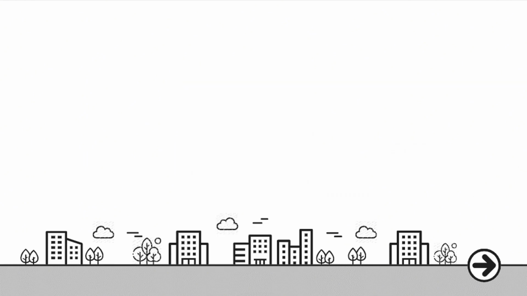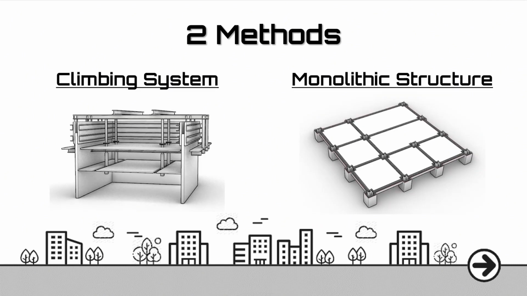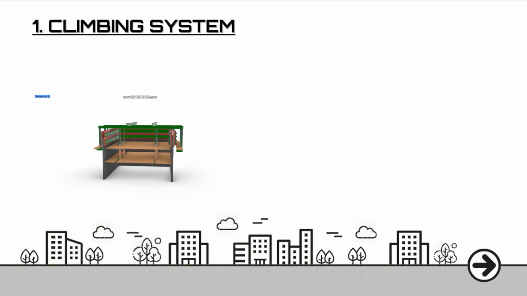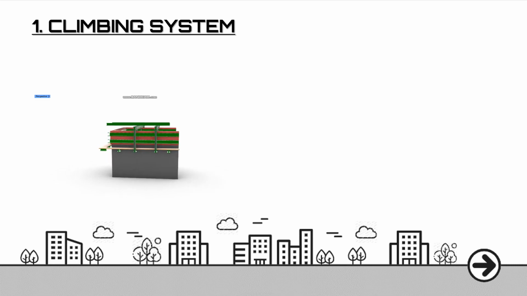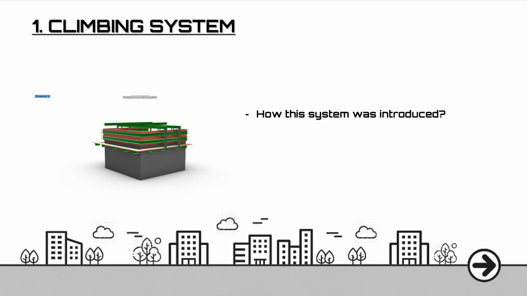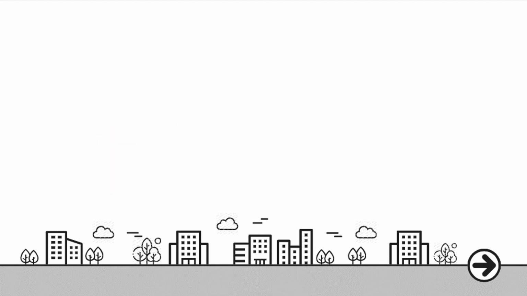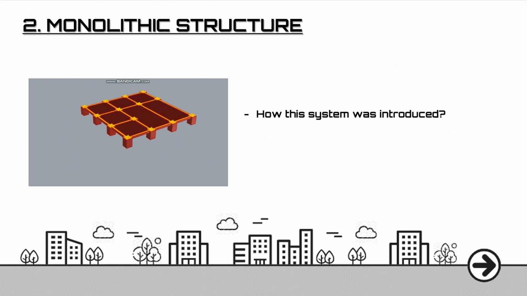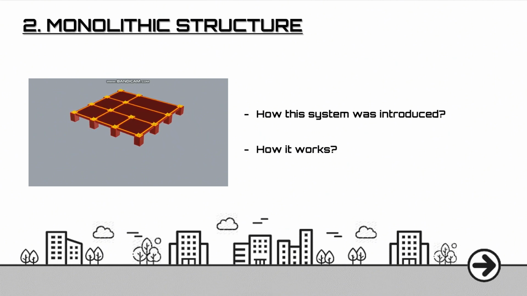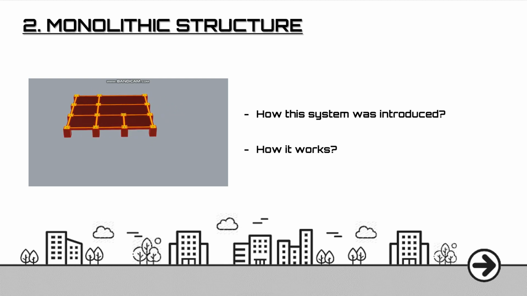Today we are going to focus on two methods that have been used to withstand these additional loads. The first is the climbing system used for uniform intensity expression of the core. We plan to show how this system was introduced and how it works. The second is a monolithic structure that makes the building itself work as a single structure. Let me tell you about the construction method of this structure that increases resistance by dispersing the load.